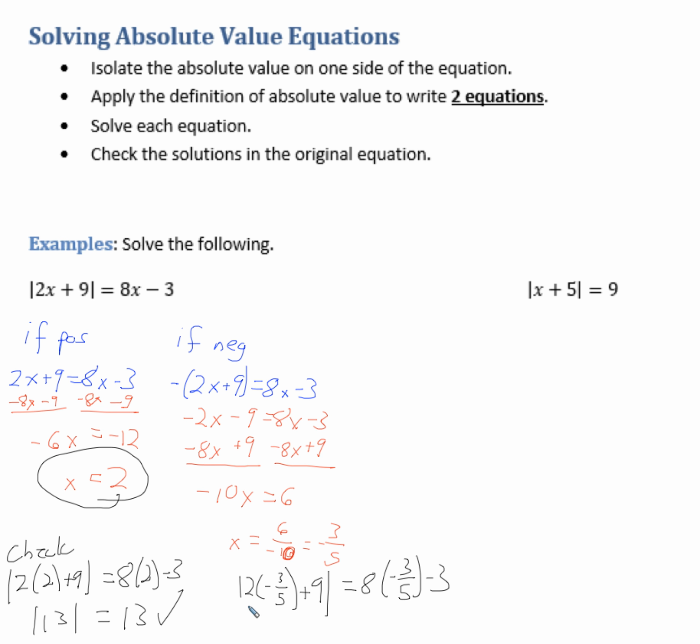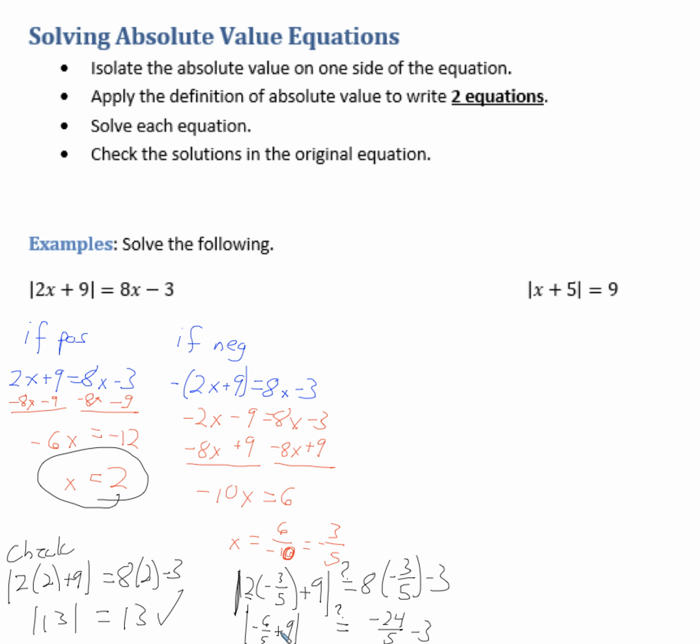2 times negative 3/5, we can put this over 1, because this is an absolute value. So we multiply here, we get negative 6/5 plus 9, the absolute value of that. Does that equal, so I should put a question mark here. Here we have 8 times negative 3/5 is negative 24/5 minus 3. Now, I'm not even going to finish writing it all out because we can figure it out here.